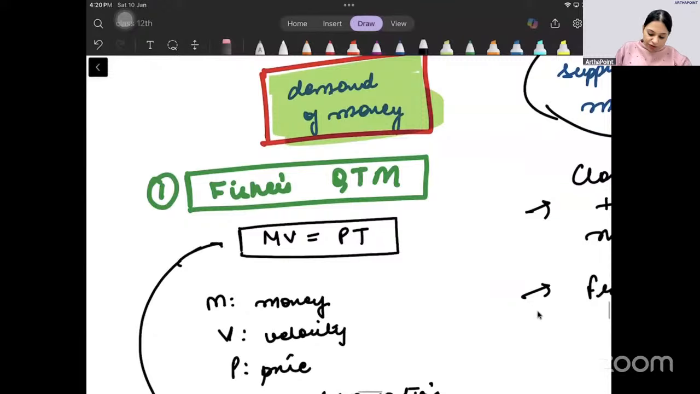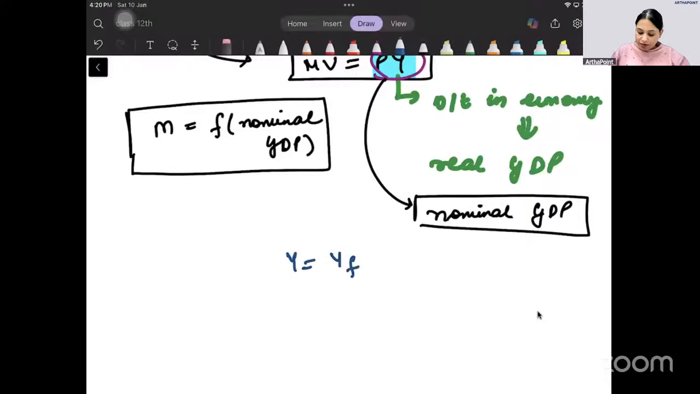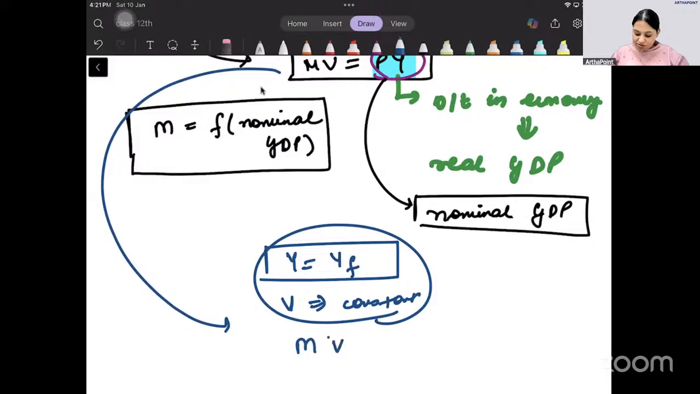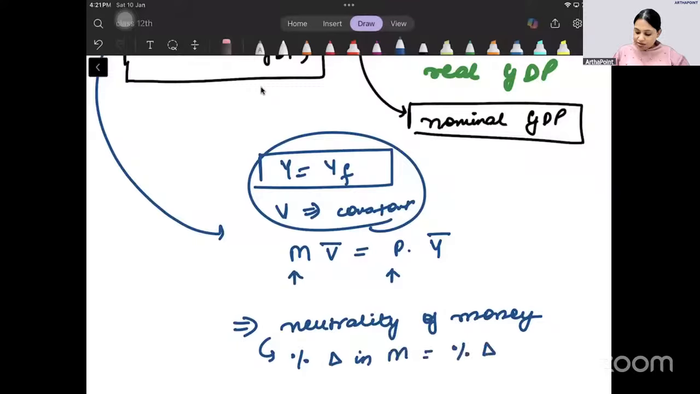अब since this is a classical theory, Fisher was a classical economist. तो according to him, output जो है it was at full employment level, and velocity of money was constant. So if output was at full employment level and velocity of money was constant, therefore V is constant and Y is also constant. So whenever M increases, P will increase, and इसको हम बोल देते हैं neutrality of money. ठीक है, ये कहता है that percentage change in money and price is equal.